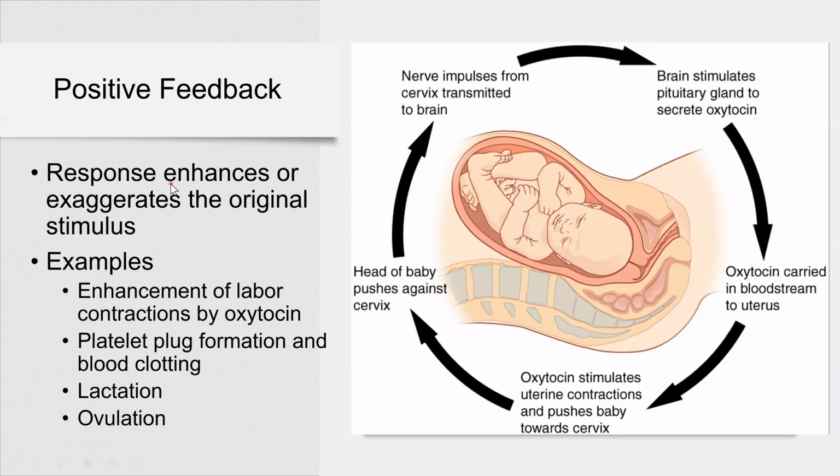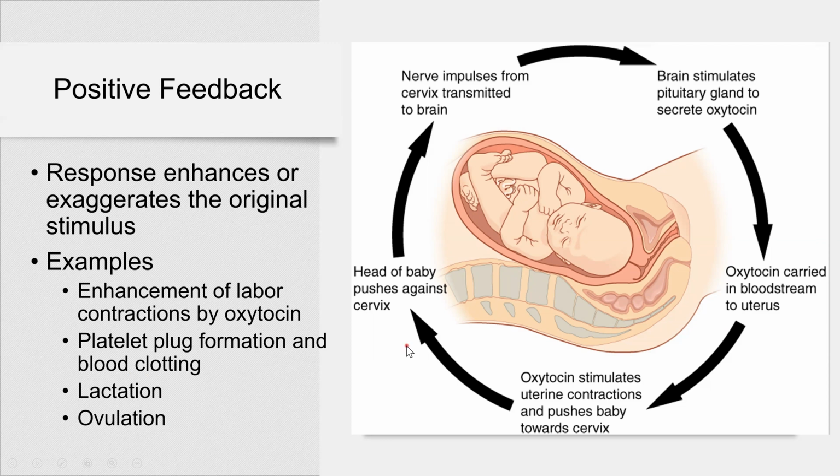Positive feedback. The response enhances or exaggerates the original stimulus. So you receive the stimulus, but instead of shutting it off, you actually make it even stronger, right? You have a stronger reaction. Now, what would be an example? Examples would be enhancement of labor contraction by oxytocin, platelet plaque formation and blood clotting, lactation, and ovulation.